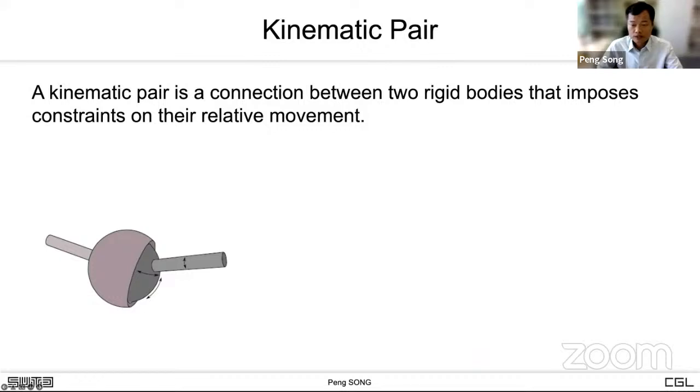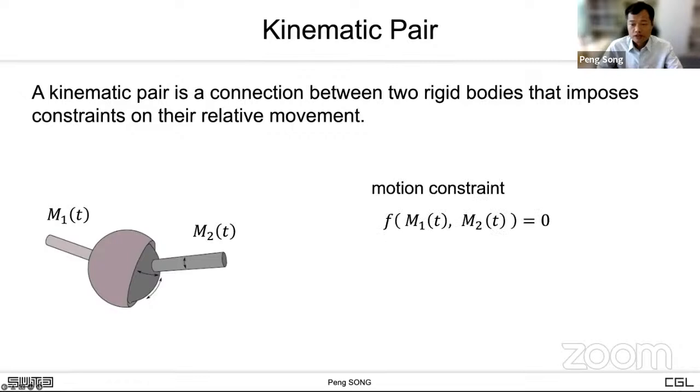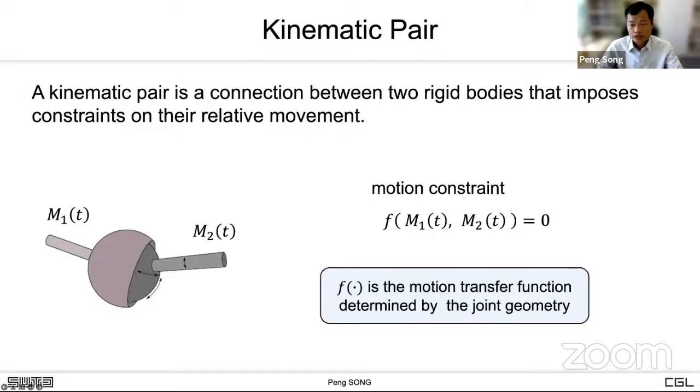Denote the poses of the two parts in a kinematic pair as M1 and M2 respectively. These two poses are a function of time since they keep changing when transferring motion. The motion constraint enforced by the kinematic pair can be written as F(M1(t), M2(t)) = 0. In this equation, F is the motion transfer function determined by the joint geometry.